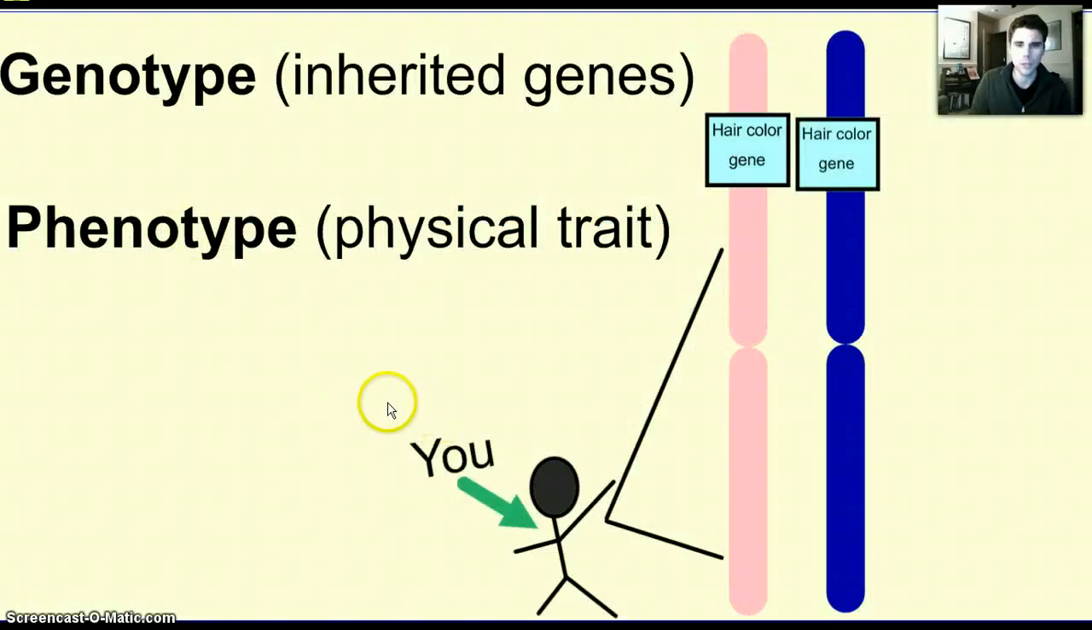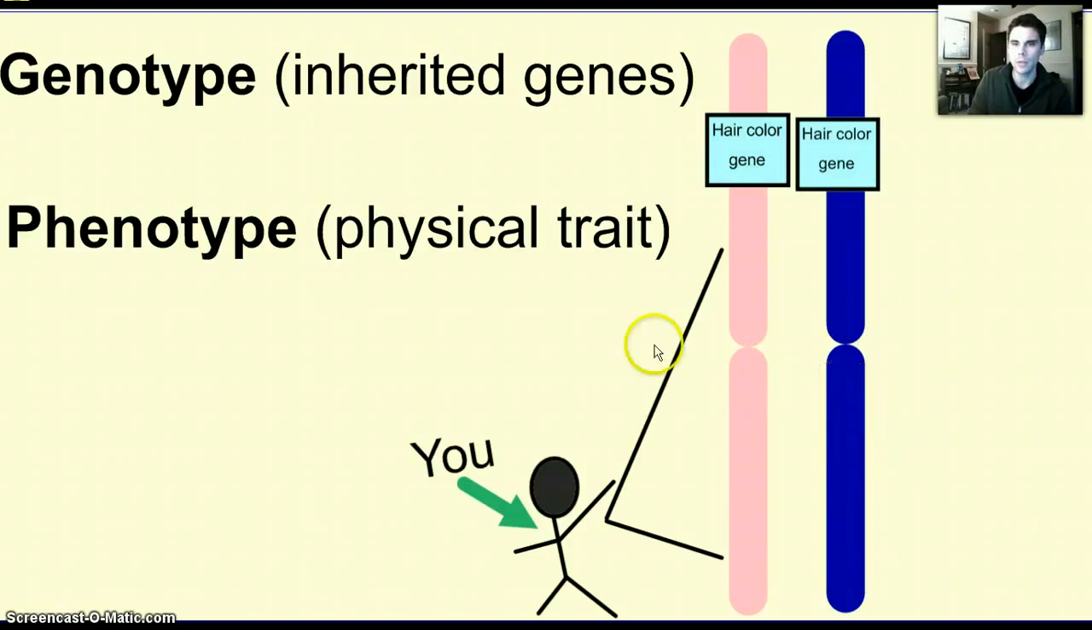So let's take a look at a picture of you. Here you are. It looks just like you, of course, right? Your genotype, the term genotype, refers to your inherited genes. What genes did you inherit from your mom? What genes did you inherit from your dad? And in case you didn't know, you have exactly half of mom's genetic information and half of dad's genetic information.